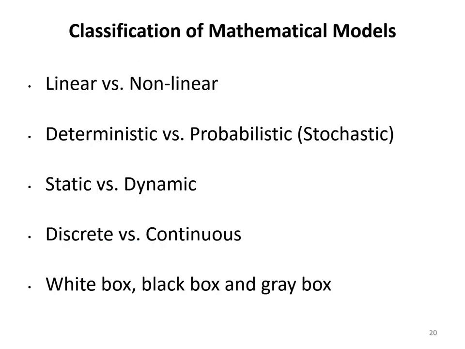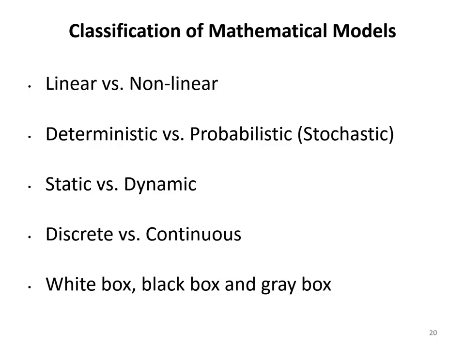Further classification of the mathematical models can be made at different levels. For instance, whether the model is linear or non-linear, whether it is deterministic or probabilistic, whether it is static or dynamic, and we have already seen the difference between the two. Discrete versus continuous, or white box, black box, and gray box. Some of these differences are relevant to our future study, the topics that we are going to cover in this course. Some of them are rather irrelevant.